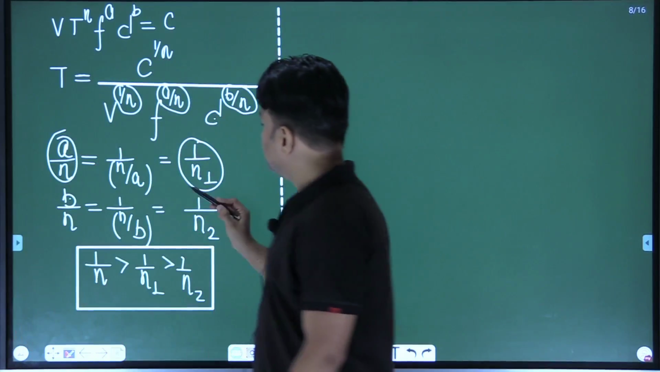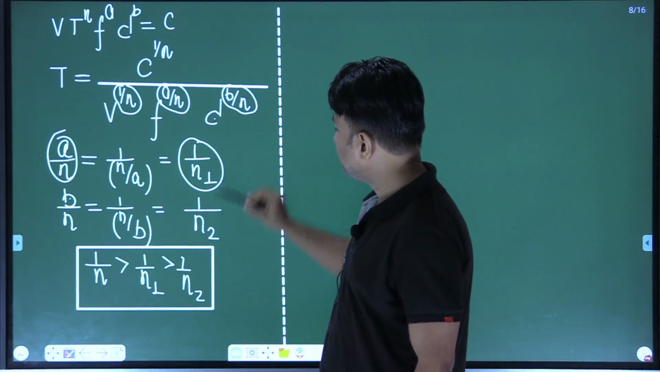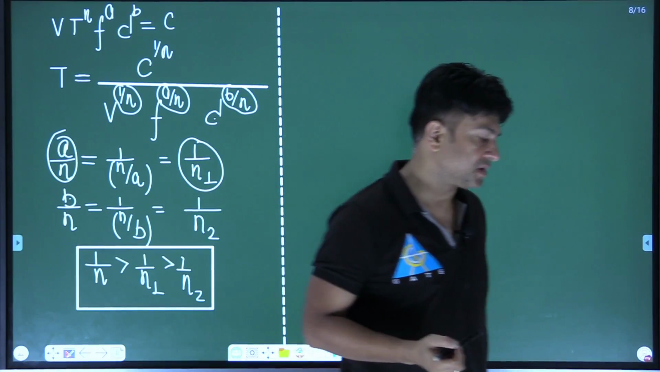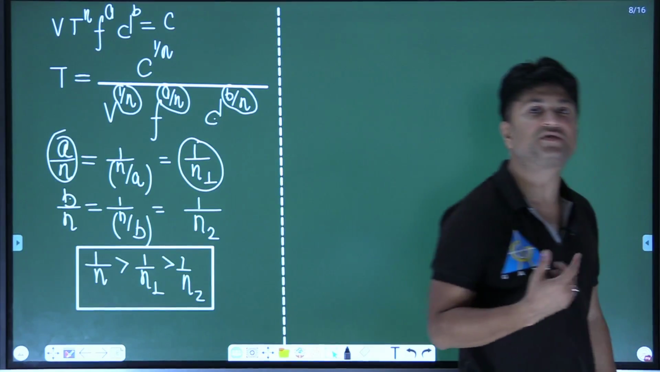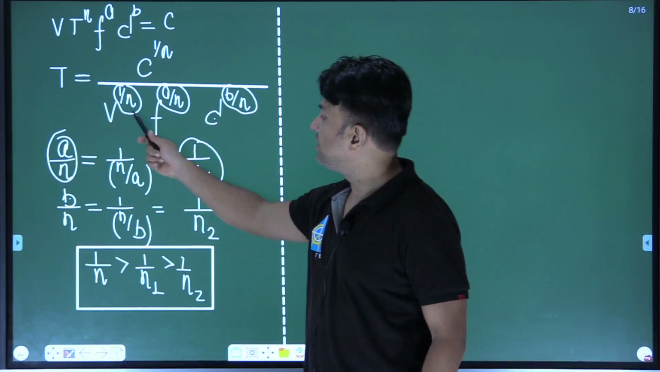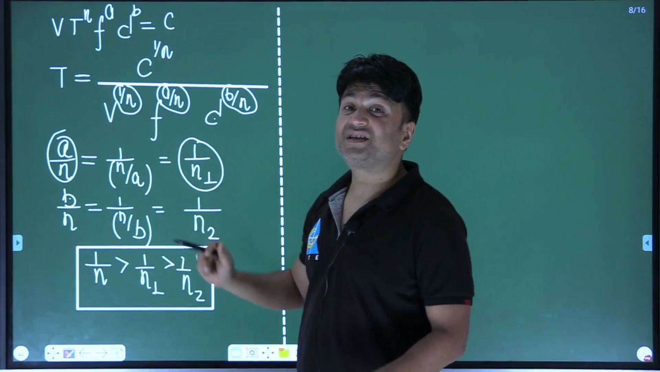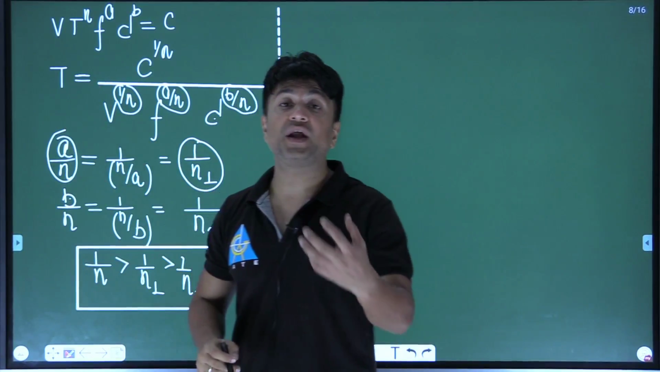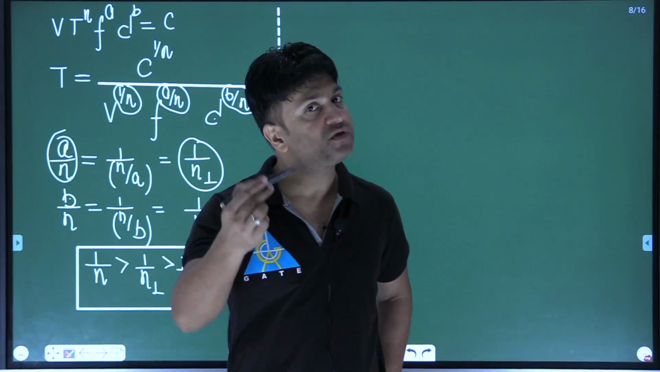Now, the velocity power is 1 by n, feed power is 1 by n1, and depth of cut power is 1 by n2. This means that when you change the velocity, the change is high, because the power is high. If you change the velocity and its power is high, and it is in the denominator, it will affect the tool life so much. So velocity will affect the tool life so much.